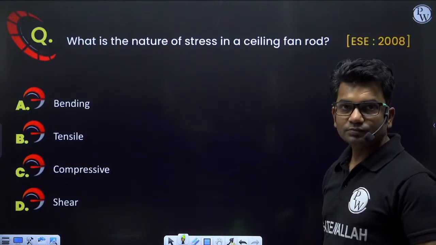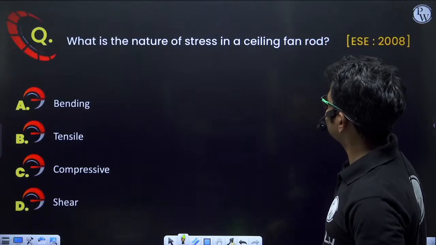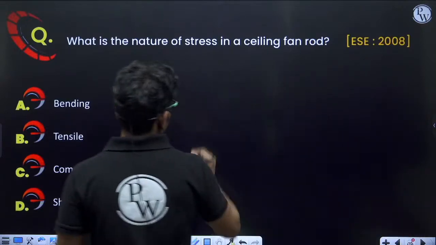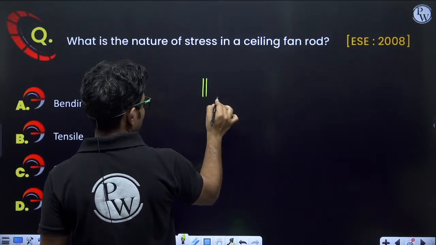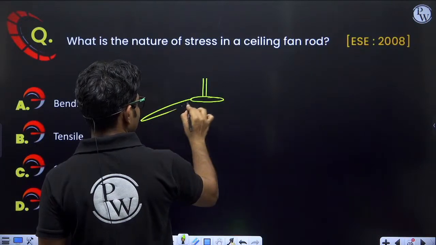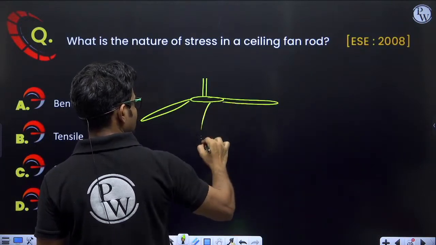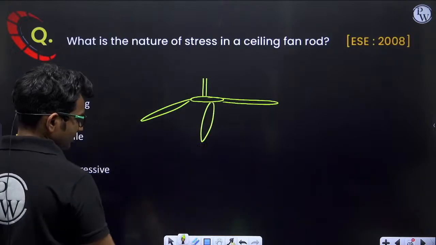Next question. What is the nature of stress in a ceiling fan rod? Okay, so we are having this ceiling fan rod and here is the ceiling fan. Okay, so this is the ceiling fan.